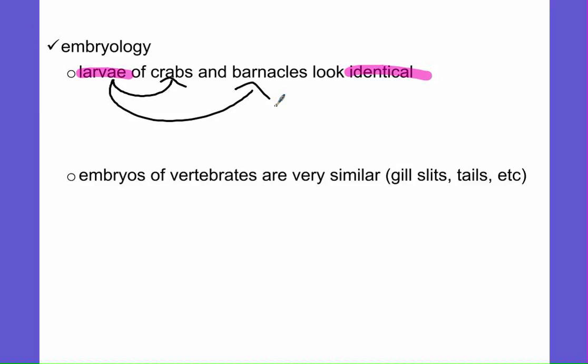Otherwise, we have the same issue down here, a similar issue. Embryos of vertebrates are pretty similar to each other. Now, vertebrates include a wide range of organisms, including us. What does a vertebrate have? Spine. Backbone, with that spinal cord going through it, right?